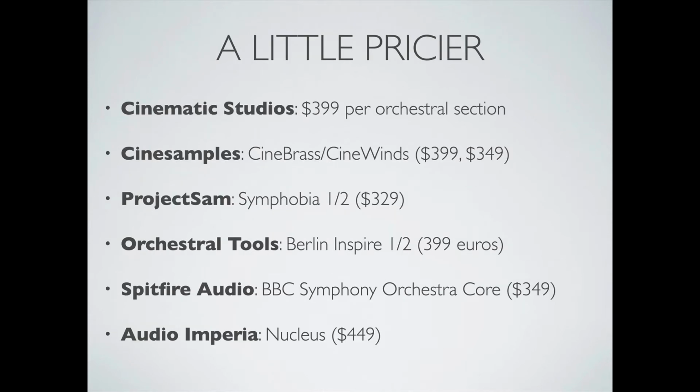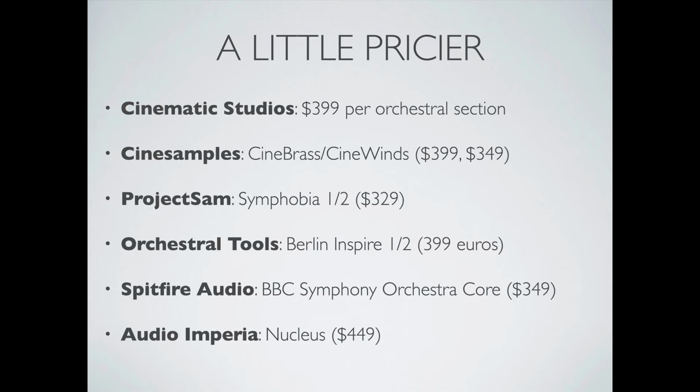Then we go into a little pricier stuff. We have the Cinematic Studio Series, which is basically $400 per orchestral section. At the time of this recording, they have the strings, woodwinds, and brass, and solo strings as well, and a piano. So a really solid range of instruments. Cinesamples has their Cinebrass and Cinewinds, which are $399 and $349 respectively. You can see the pattern here: per section, if you want a comprehensively sampled orchestral section, like you just want the strings, but you want good strings that have different articulations and will cover your needs, then around $400 to $500 is what you're going to be looking to spend in USD.